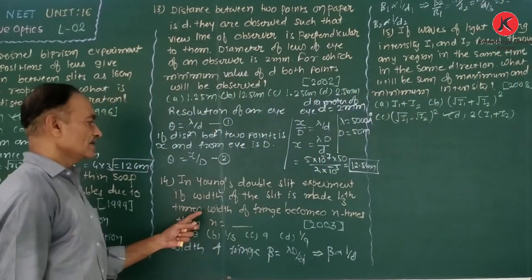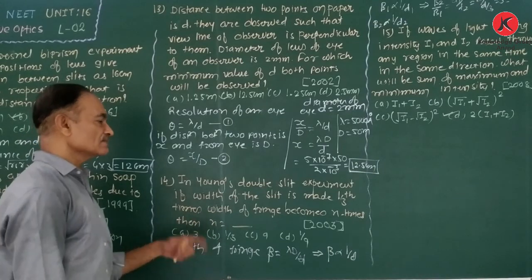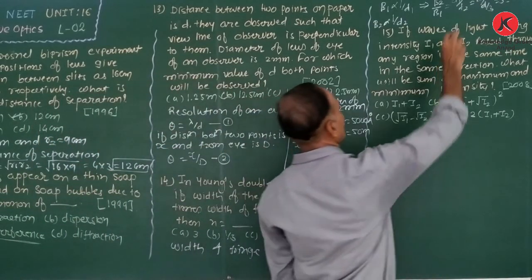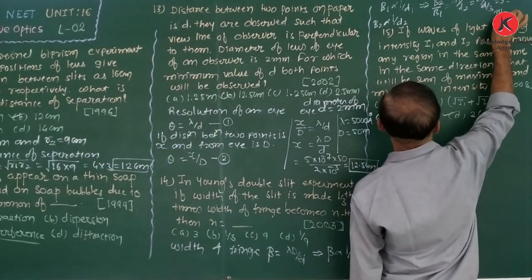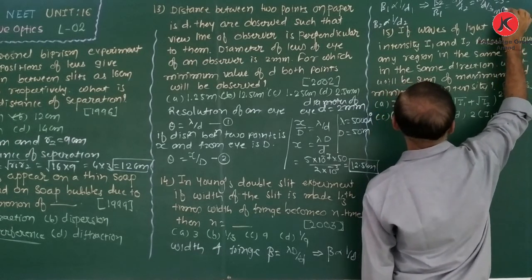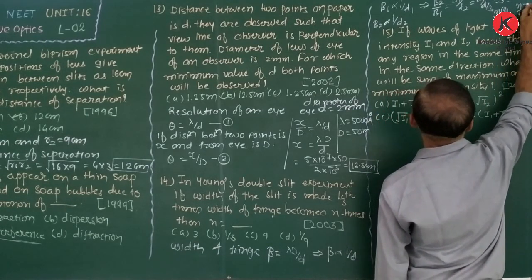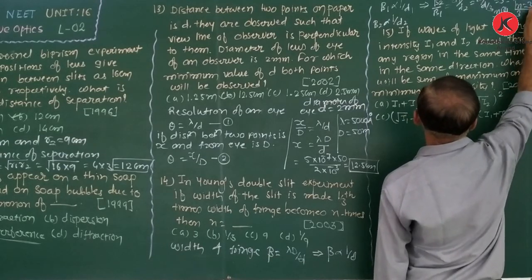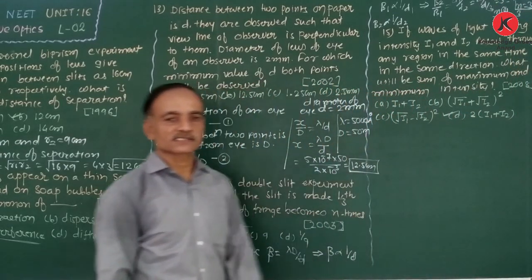Now here, given the width of the fringes becomes n times. Therefore, beta 2 is equal to n beta 1, and beta 2 upon beta 1 is equal to 3. Therefore, n is equal to 3. That is our answer.